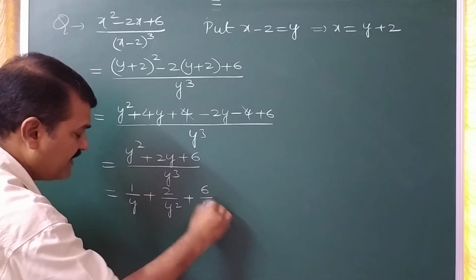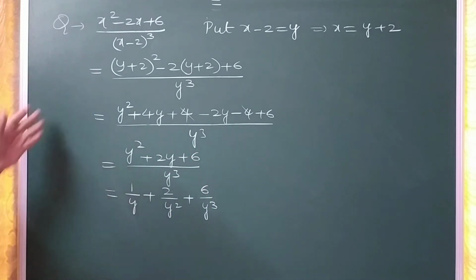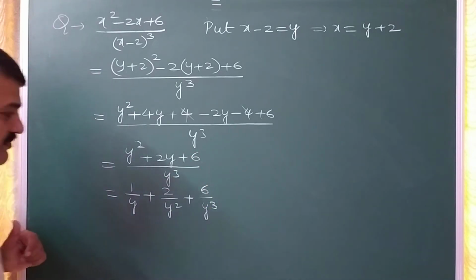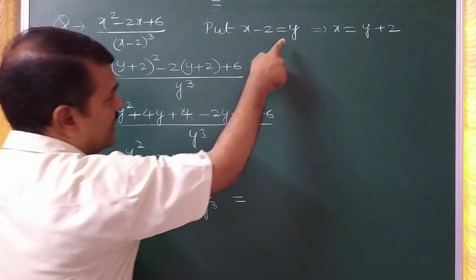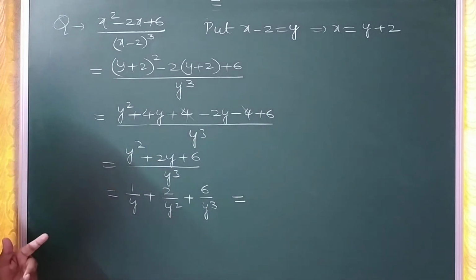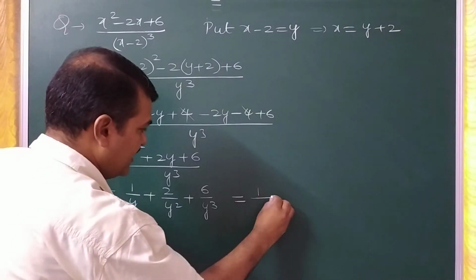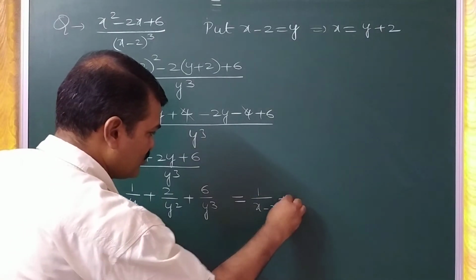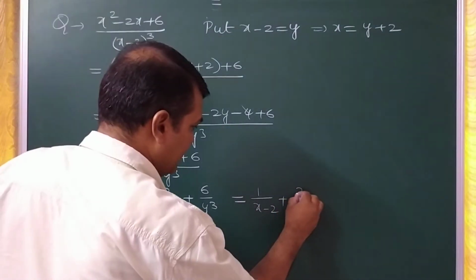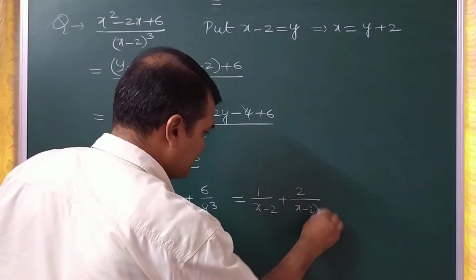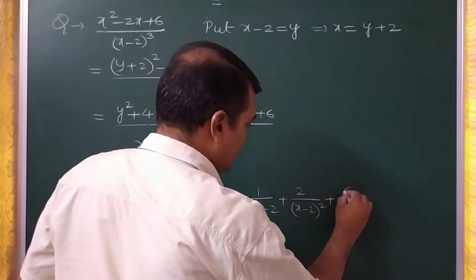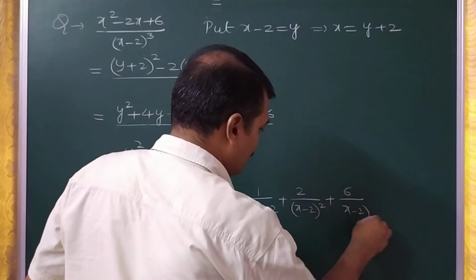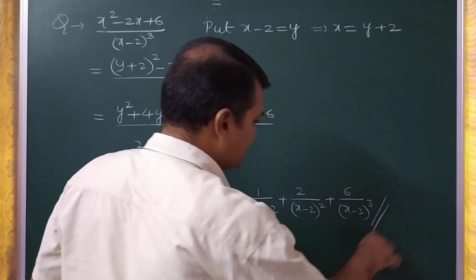So these are the partial fractions, that's all. So how easily we got? So what is the meaning of this? 1 by y. What is y? X minus 2. So this is 1 by x minus 2, plus 2 by y square means x minus 2 whole square, plus 6 by y cube means x minus 2 whole cube. That's all. These are the partial fractions.